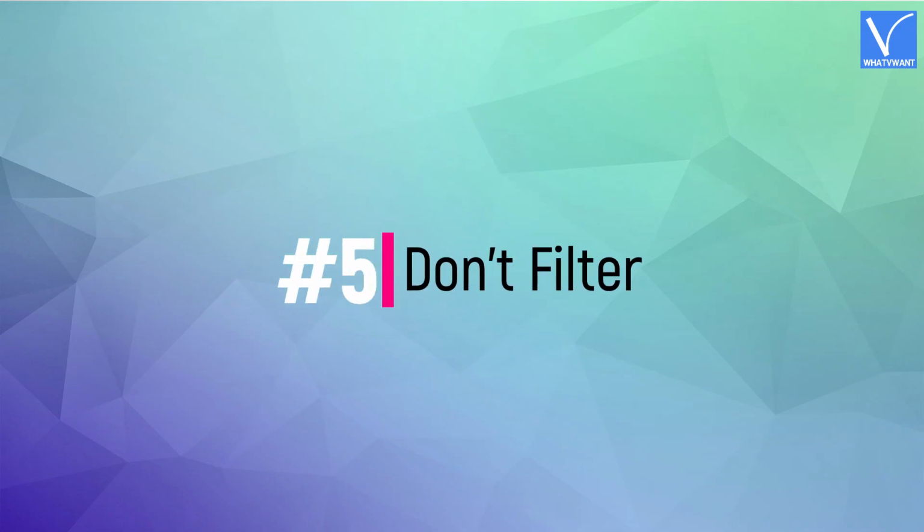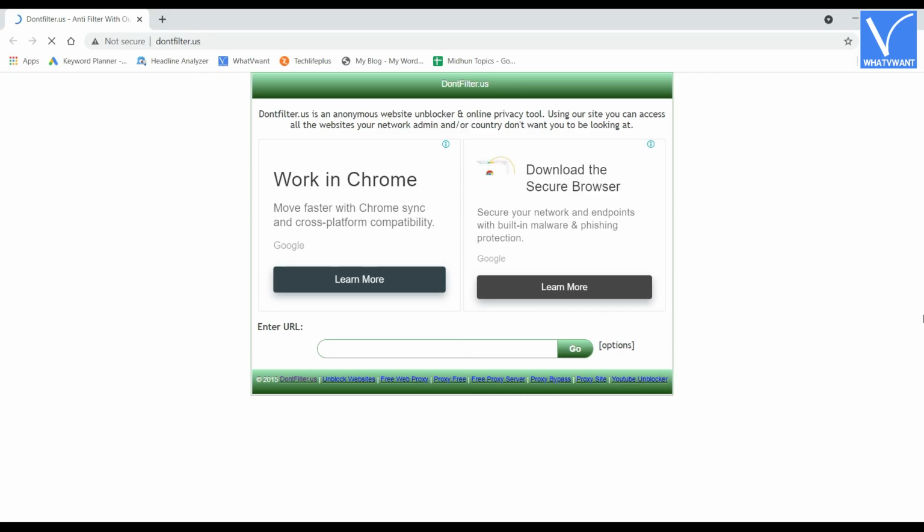Number 5, Don't Filter. Don't Filter is an online privacy tool and an anonymous website blocker. You just have to enter the URL of the page you want to surf.